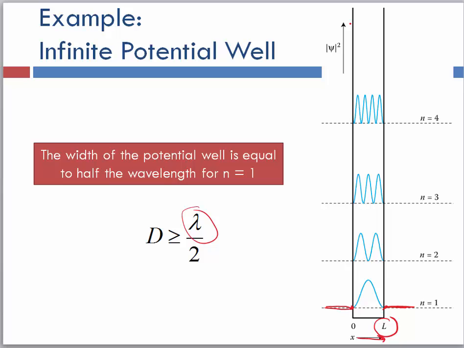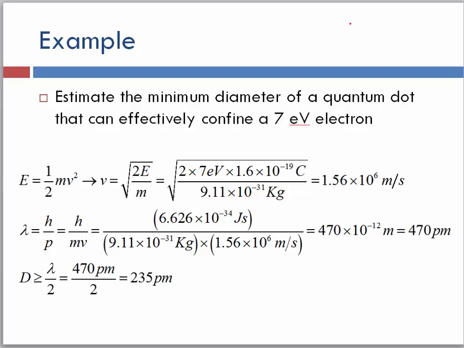So let's take a quick example. The example here is to estimate the minimum diameter of a quantum dot that can confine a 7 electron volt electron. Well, energy is equal to 1/2 mv squared because it's an electron, right? So we can calculate its energy. That means that v is the square root of 2E over m. So we plug in 2 times the E, which is given to us as 7 electron volts, and multiply that to get the right units of coulombs, divide by the mass, and we get that the velocity is 1.56 times 10 to the 6 meters per second.